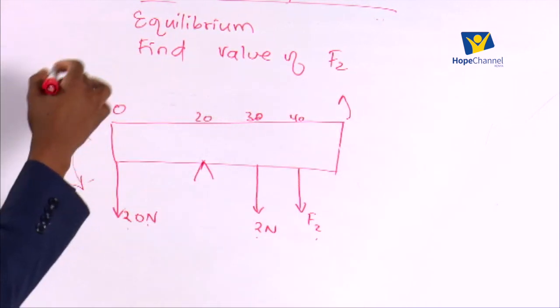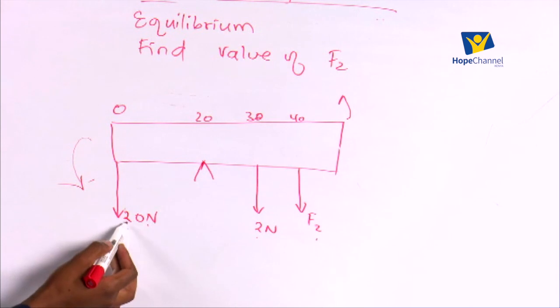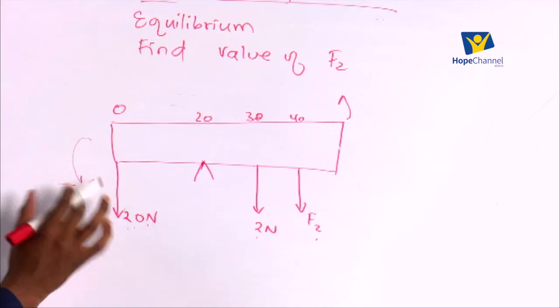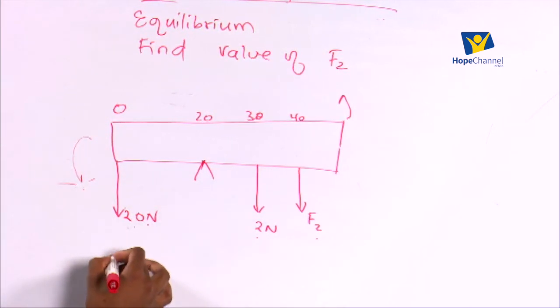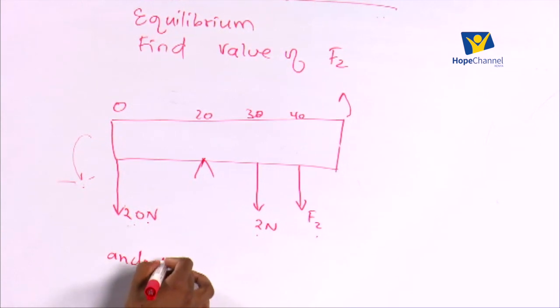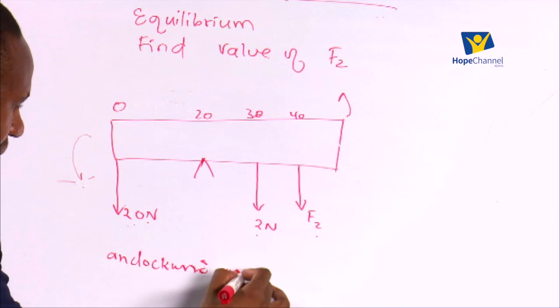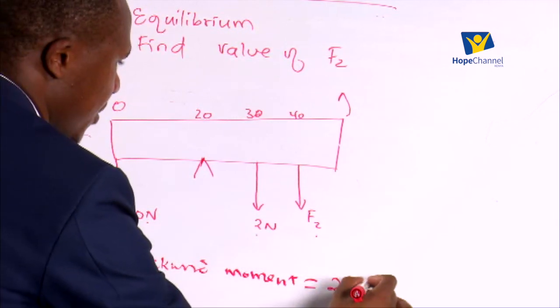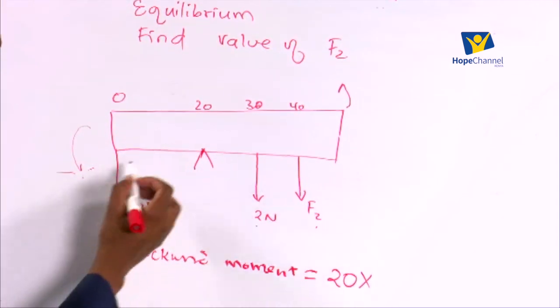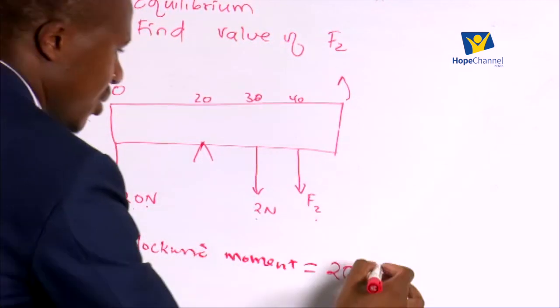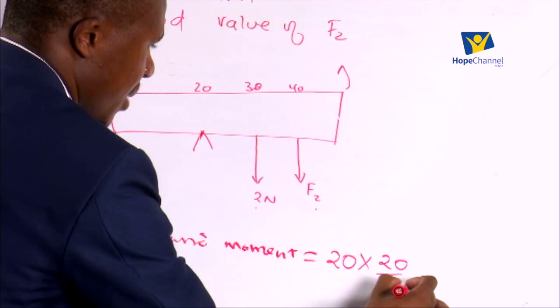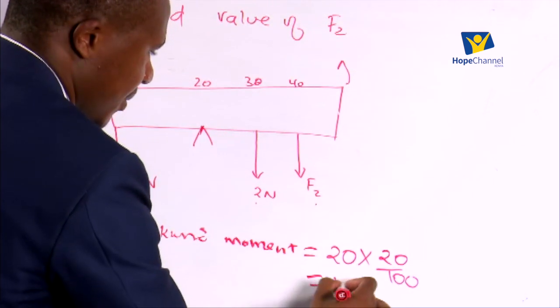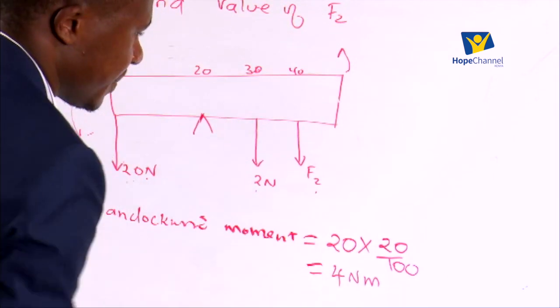This is an anti-clockwise rotation. So that means the moment due to 20 is an anti-clockwise moment. So we say the anti-clockwise moment in the question will be equal to only the force of 20. So we have 20. The distance from 20 to the point of support is 0 to 20, which is 20 itself. So 20 divided by 100. This gives us 4 Newton meters.